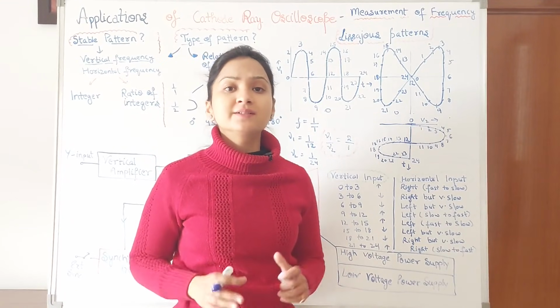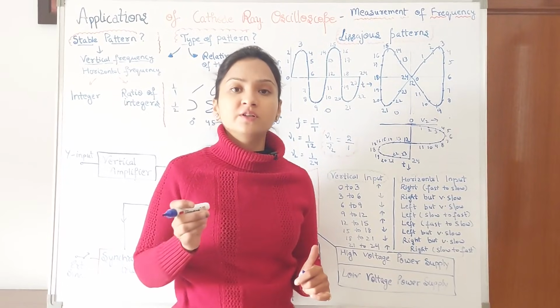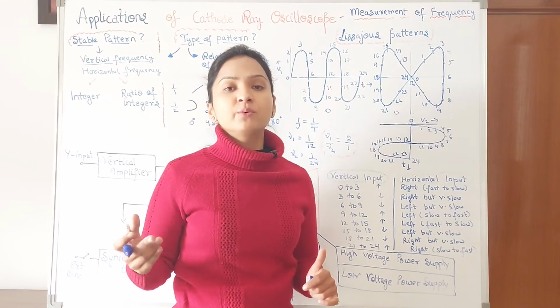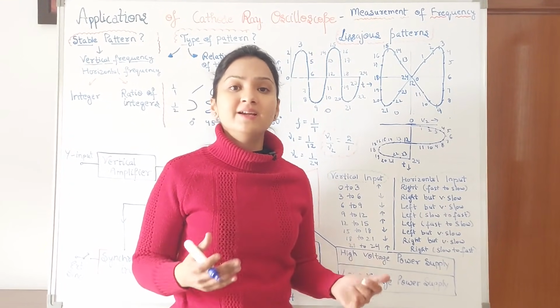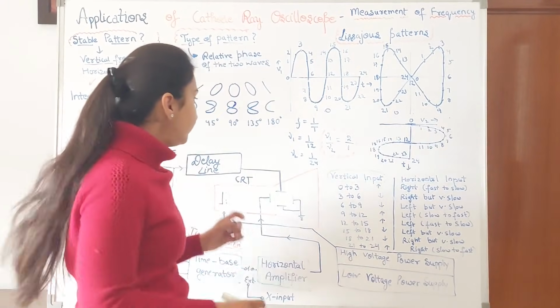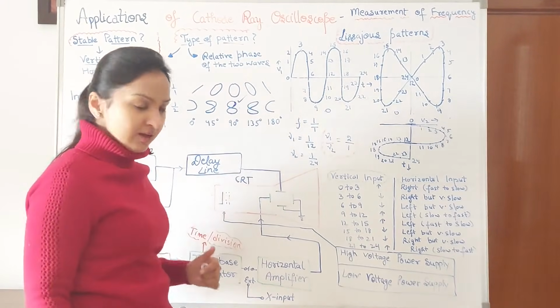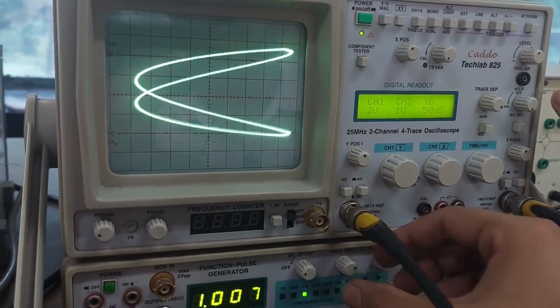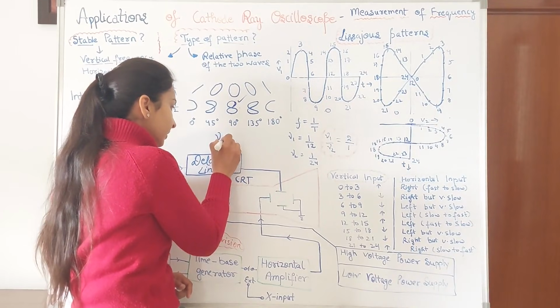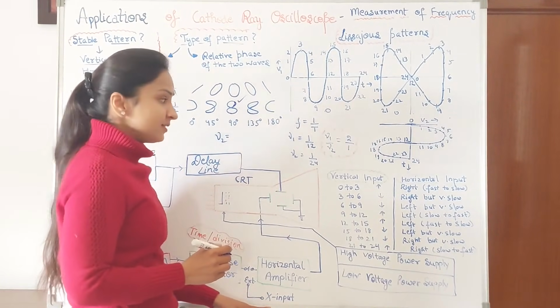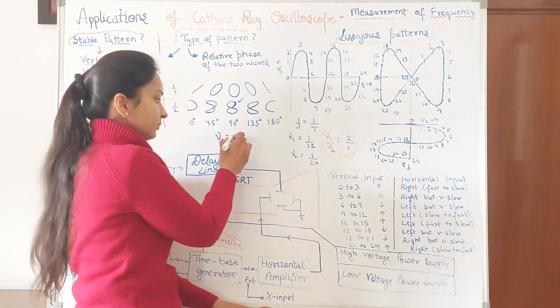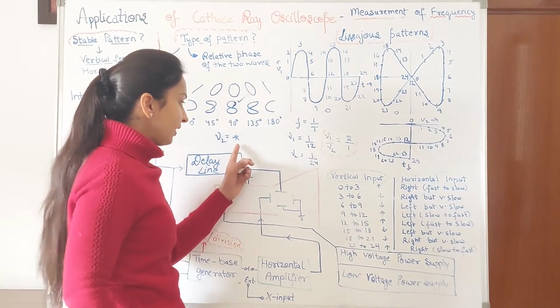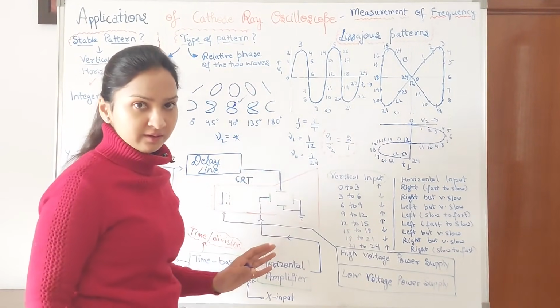So once you get a stable pattern, you will be noticing the corresponding frequency, and that frequency will be the frequency of the x input sine wave. For example, you get a stable pattern like this and you will be noticing from the readout the frequency of the variable frequency oscillator. That will tell you the frequency corresponding to this x input, and that will be nu2, and you have the value for that frequency over there.